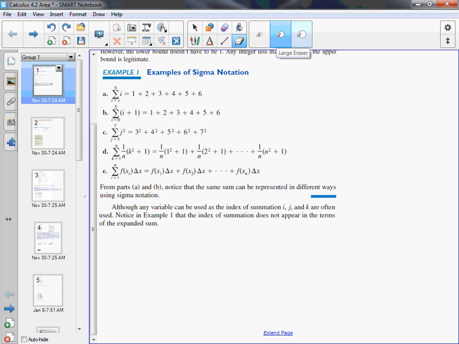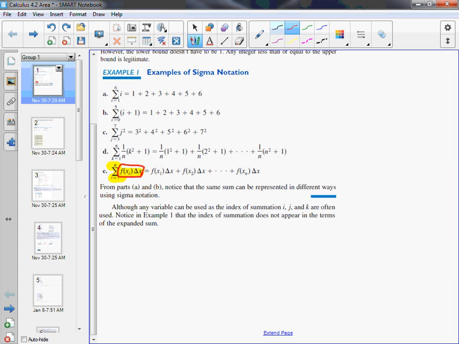Now, E is what we're aiming for. Okay, you're going to see E again. What's the index of summation? I, that's the way I like it, I. The lower bound is 1. The upper bound is N. And each of our terms look like this.